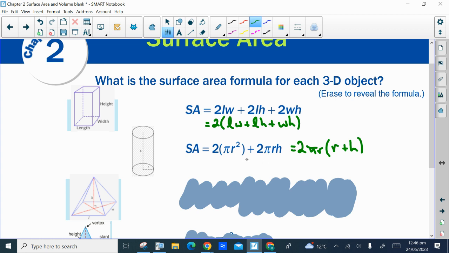But the first one, 2 pi r squared plus 2 pi rh, that is what's on your formula sheet.